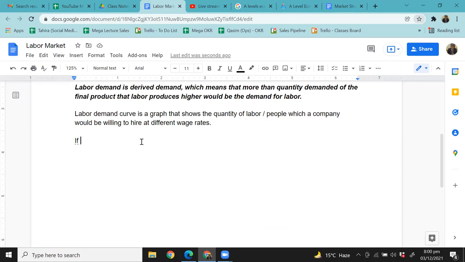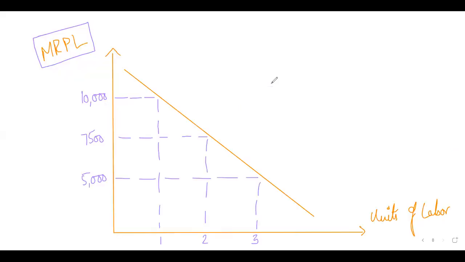Now think about this. What is the labor demand curve? Labor demand curve for one firm is basically its marginal revenue product of labor. Why so? Let me tell you. Marginal revenue product of labor shows the revenue that each unit of labor is generating for the company.